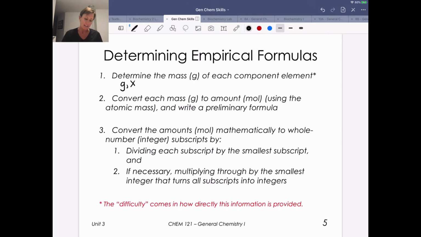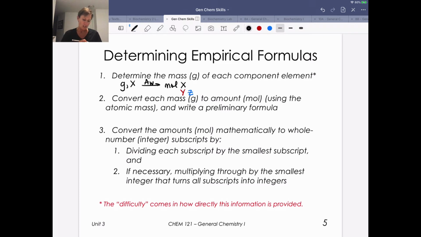We're going to convert that mass to the amount of moles using the atomic mass. So I'm just going to draw in my roadmap, I'm going to call this the atomic weight, and that's going to give me the moles of X. Now we're going to do this for each substance that we have within our compound. So maybe we'll have X, and then maybe Y, and then maybe Z, depending on however many different substances we have.